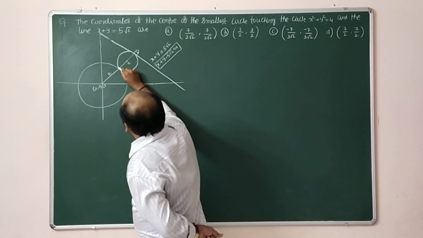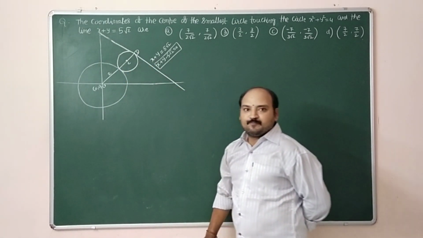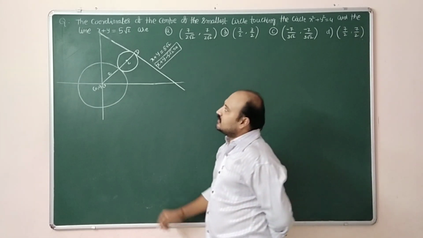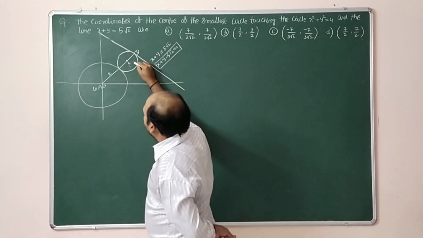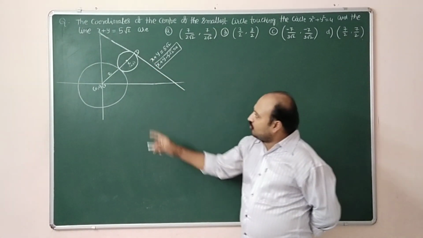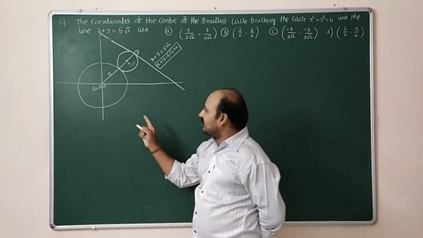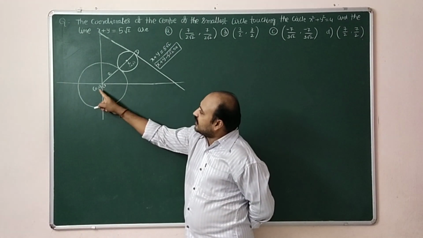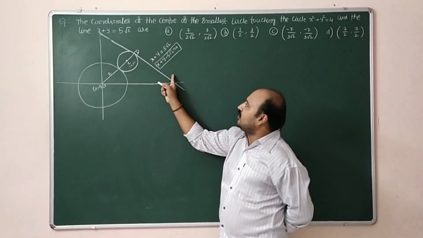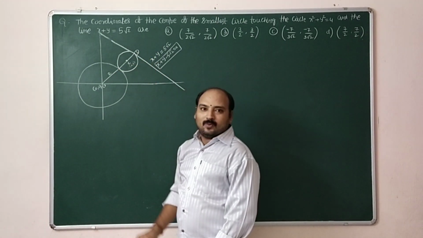We don't know the radius of this small circle. Observe carefully. What I am going to do is take the required coordinates as x comma y. From here to here the distance we don't know, but we will get it. How? Observe carefully. From the center of this circle to this line, if we calculate the perpendicular distance, from here to here the distance will come.